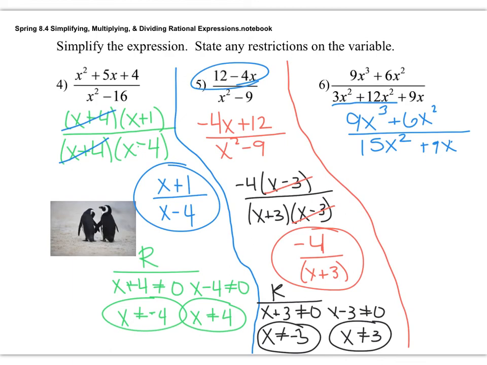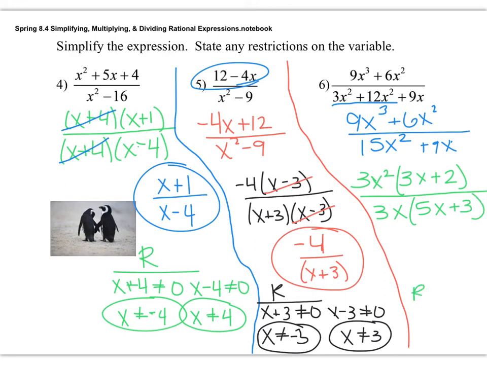All right, so step 1 is to factor. From the top, I can take out a 3x squared. Then I'd be left with 3x plus 2. On the bottom, I can take out a 3x, and I'm left with 5x plus 3.